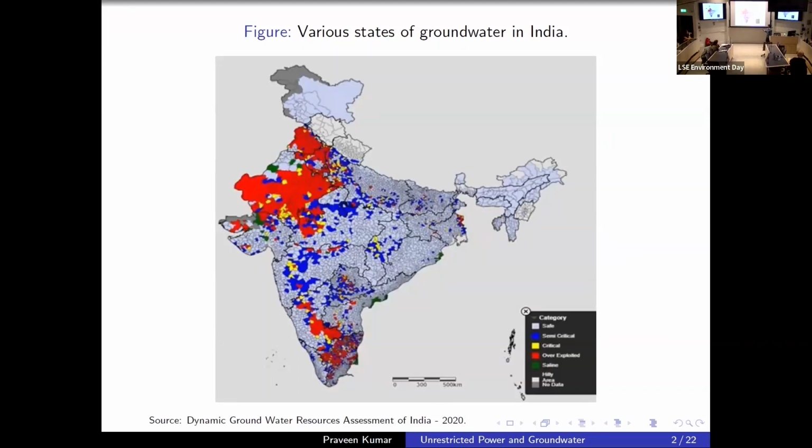The overexploited regions depicted in red are mostly concentrated in northern India. If you look at this region over here, this is my study region, a southern state in India called Telangana. It is a mix of blue and gray colors. Blue is the semi-critical region, in terms of water exploitation.